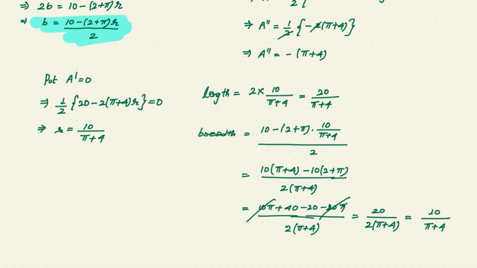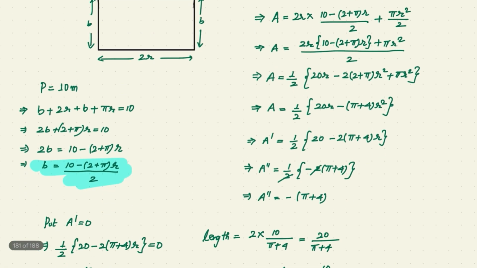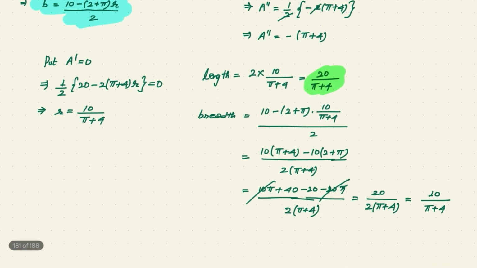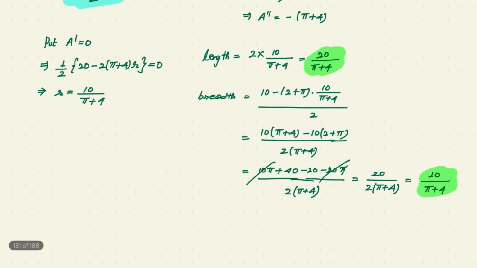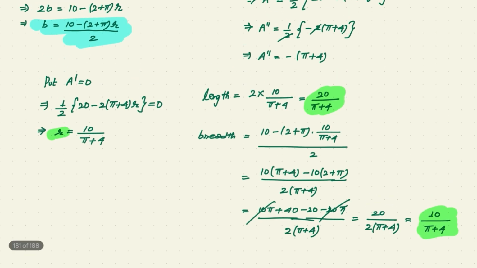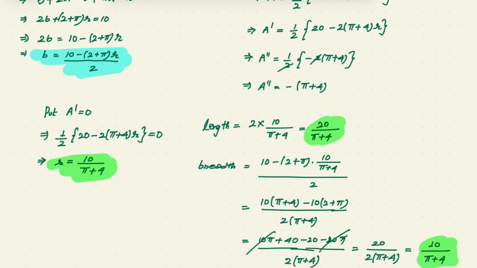So the dimensions of the window should be that the length should be 20 by (pi plus 4) unit and the breadth should be 10 by (pi plus 4) unit. And of course, the radius of the semicircle should be 10 by (pi plus 4) unit.